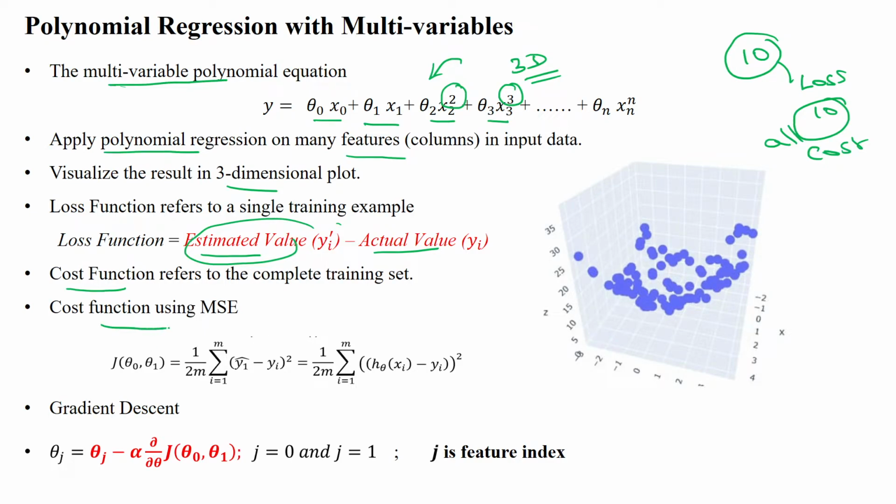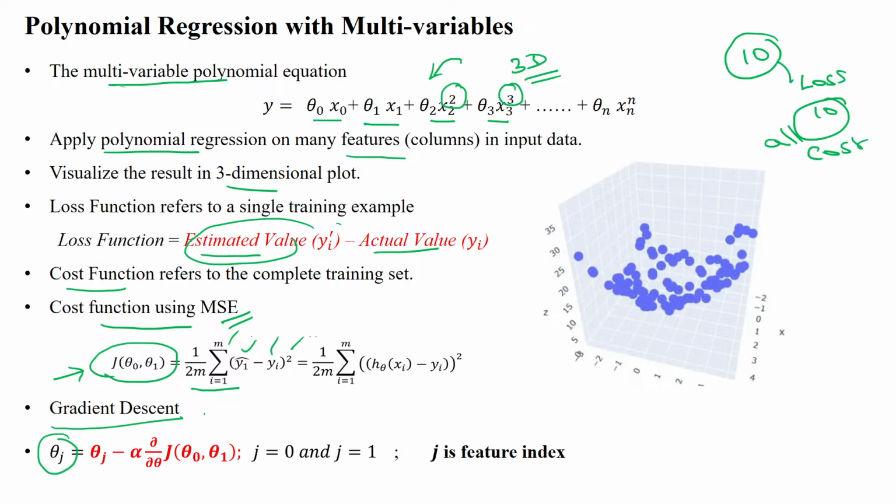The cost function can be applied here by using the least square error method or the mean squared error method. Here the mean squared error method is applied: 1 by 2m, summation of i equal to 1 to m, of the difference between predicted output and actual output, whole square. Then we will get the total cost. With respect to the cost, we can update the parameter by using gradient descent.